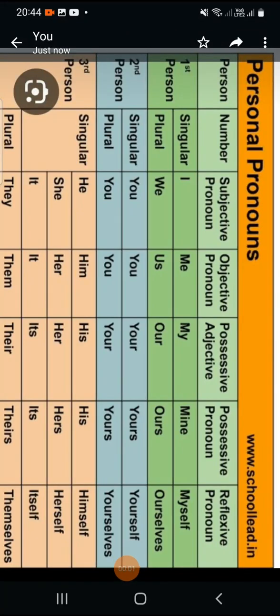Good evening, students. Today I am taking one of the very important topics, that is personal pronoun. However, there are a number of pronouns I'm not going to discuss, but I'm just giving you examples, like demonstrative pronouns, five types of demonstrative pronoun: this, these, that, those, such, right?